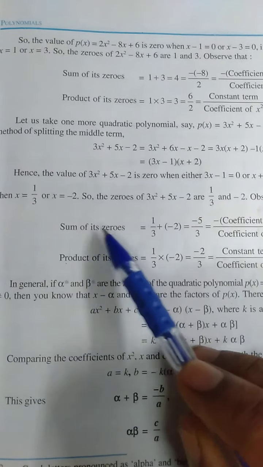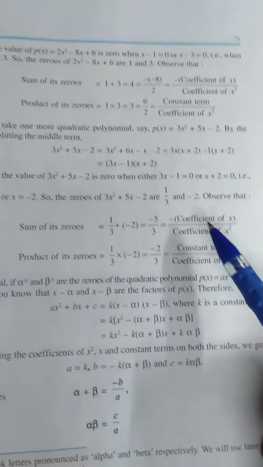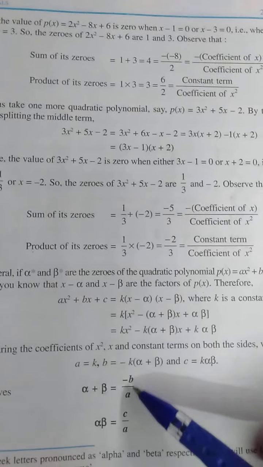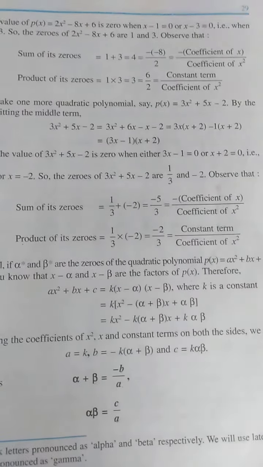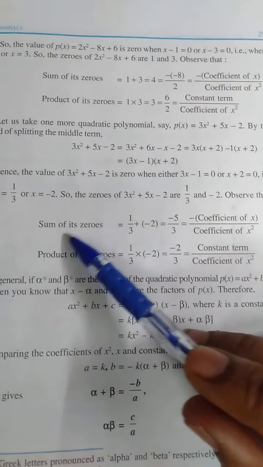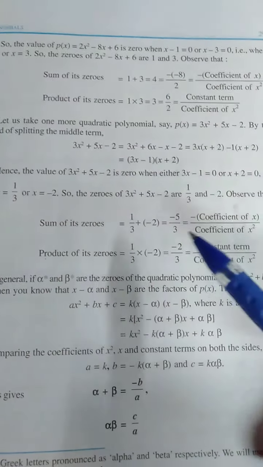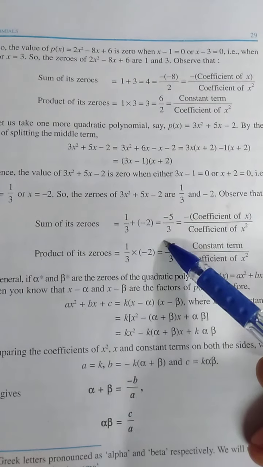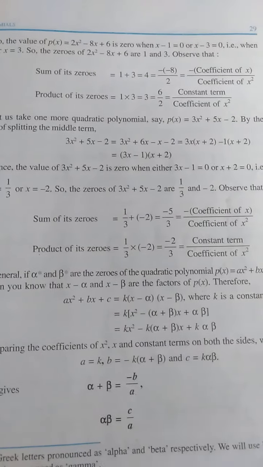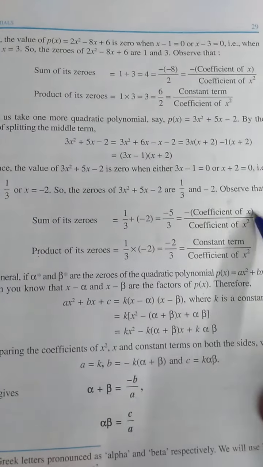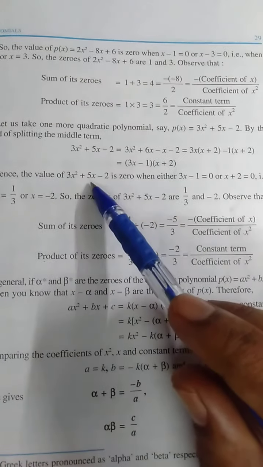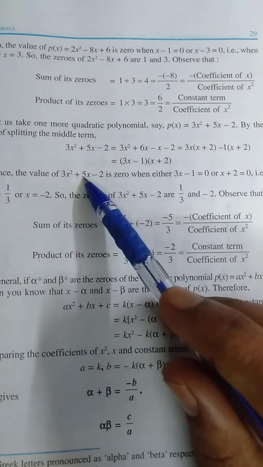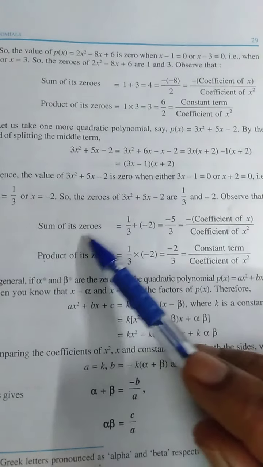Sum of its zeros, as we said, is minus b by a, that is minus coefficient of x upon coefficient of x square. If we add these two roots, you get minus 5 by 3, which is also equal to this formula: minus coefficient of x upon coefficient of x square, that is minus 5 upon 3. So this value is the same.